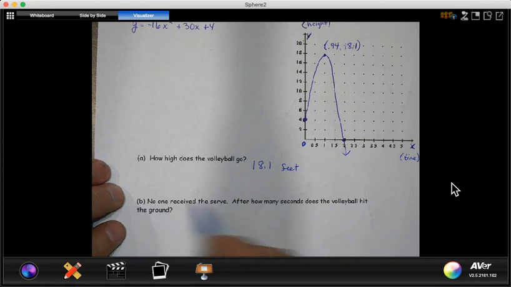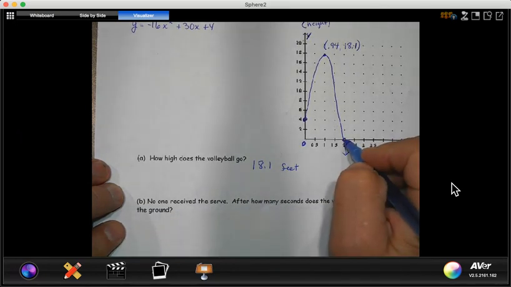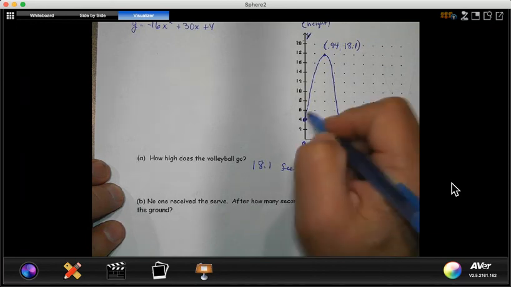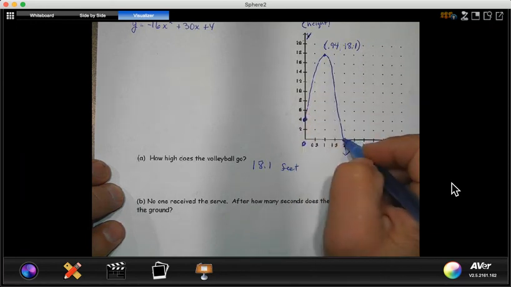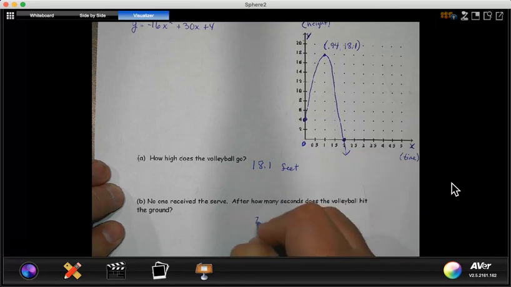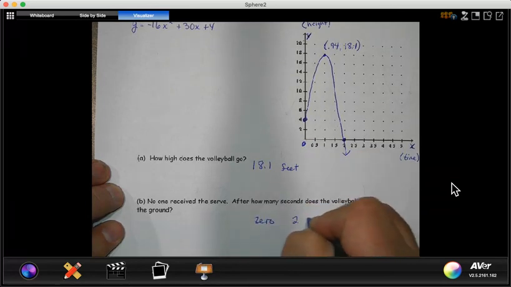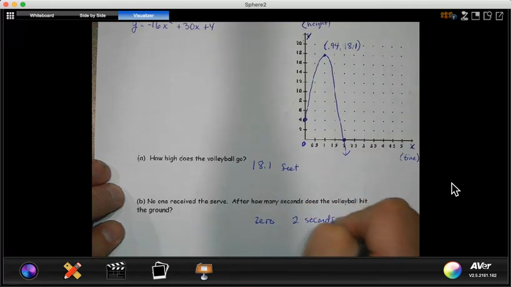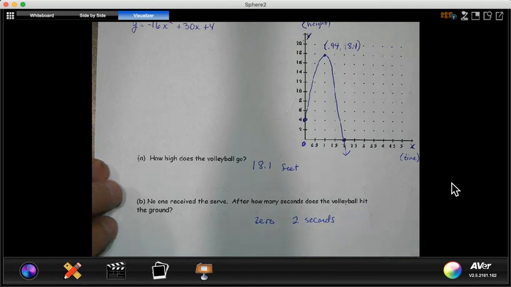B, no one received the serve. After how many seconds does the volleyball hit the ground? So t is the x value, so the volleyball goes up and then comes back and hits the ground. That's at the 0. So the 0 is 2 seconds. Nice job, guys.